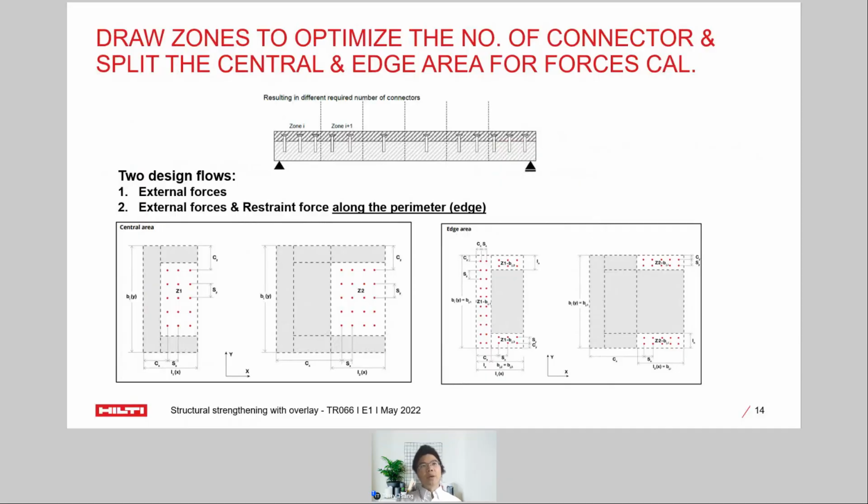One design flow takes care of the external forces. For example, if we're considering a slab strengthening case, the central area is mainly taking the external force. When we move toward the edge area, along the perimeters, we also need to take care of the external force plus the additional restraint force, the so-called concrete shrinkage or cracking force. So let's now focus on the first design flow, which takes care of the external load.